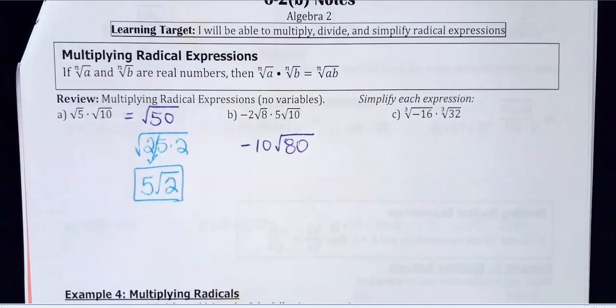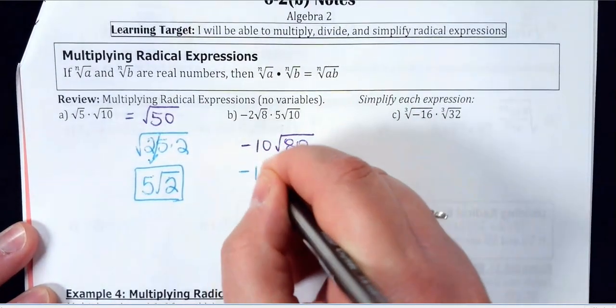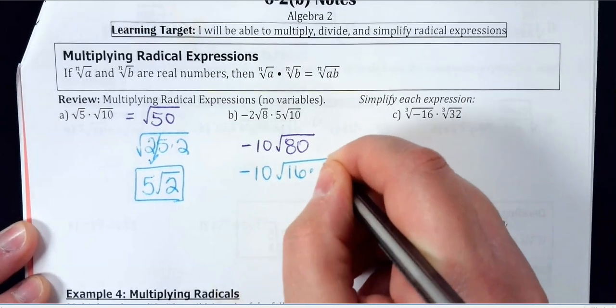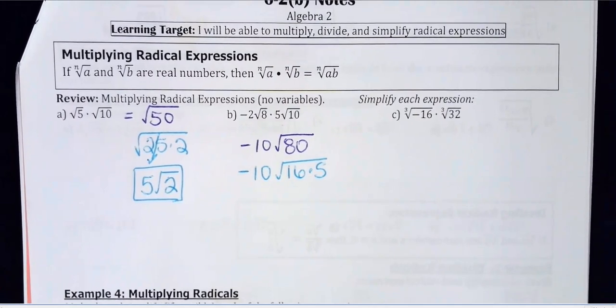Okay. Now, does anybody know the biggest perfect square that'll go into 80? 40 is not a perfect square, but 16 is. 40 does divide into 80, though, for sure. It should be 16. If you guys want to use a factor tree, you can do that too. But 80 is 16 times 5. That is the biggest perfect square.